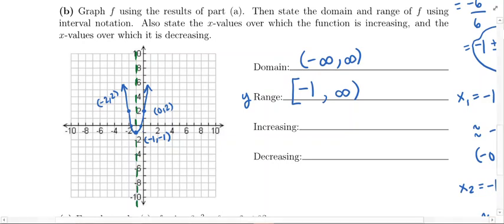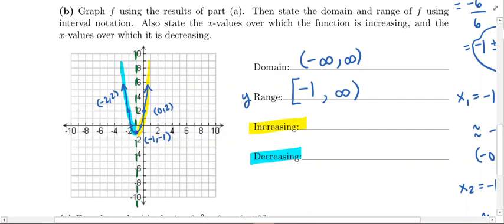Where are we increasing and where are we decreasing? Let's go from left to right. If we go from left to right, we're falling to the left of the axis of symmetry, and we're rising, or increasing, to the right of the axis of symmetry. Let's go ahead and write down that information. So we'll do increasing first. Increasing is on the right side of the vertex, or the right side of the axis of symmetry.